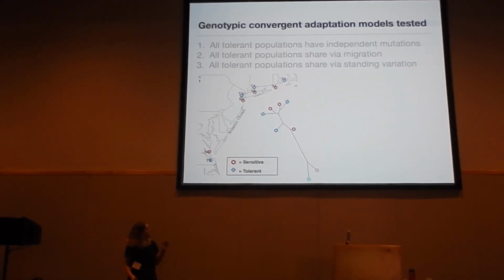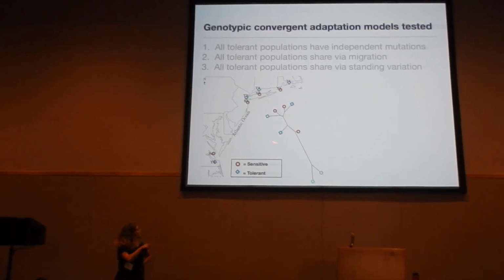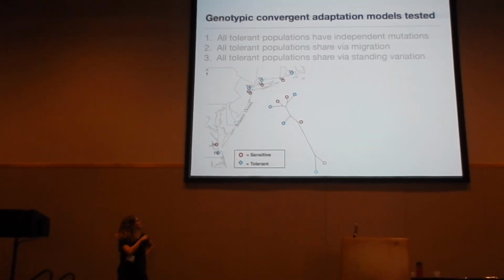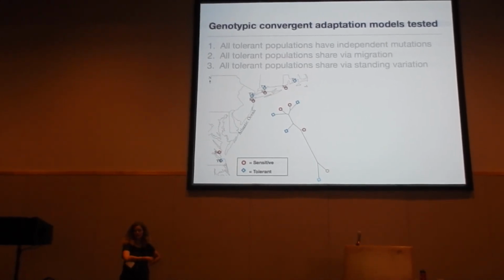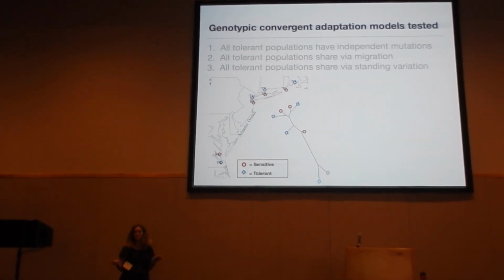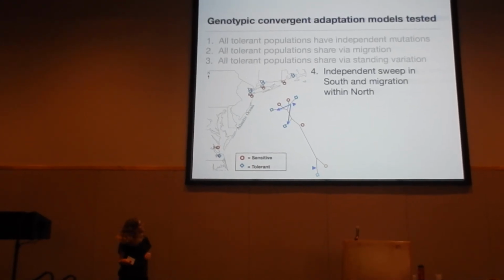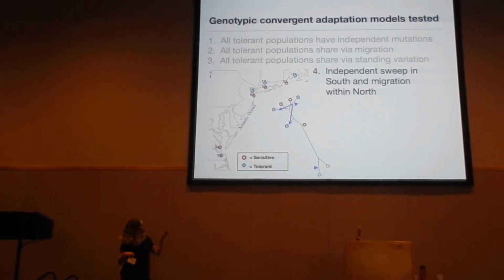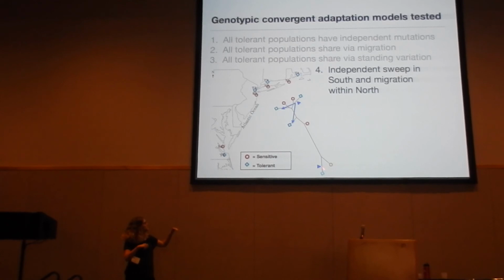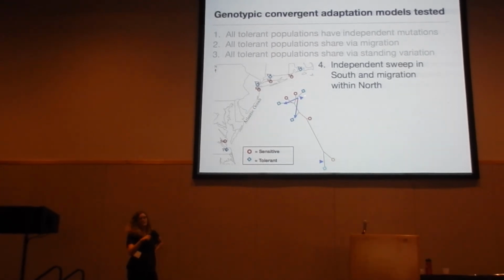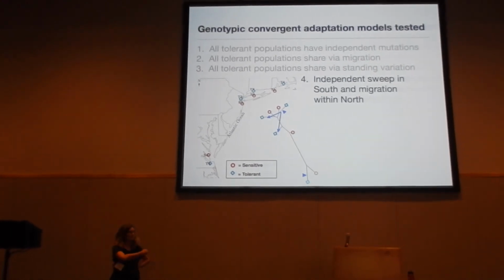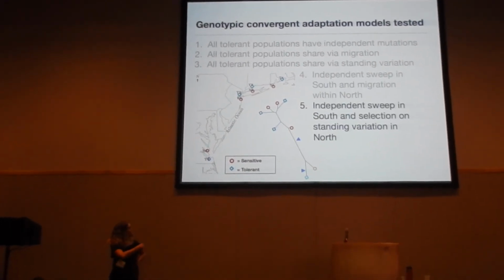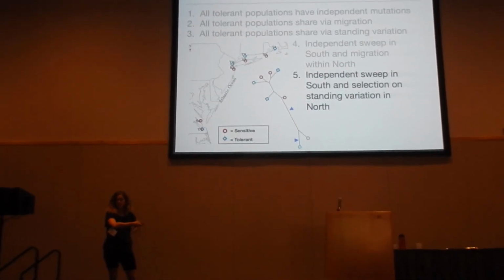But because of what we know about how our populations are related to each other, and that the southern pair here forms a distinct clade relative to our 3 northern pairs, we also tested 2 additional hypotheses. First is that there was an independent mutation in our southern population, and another mutation at the same locus, but now all our northern populations are sharing this mutation via migration or via something that was standing in their ancestor.